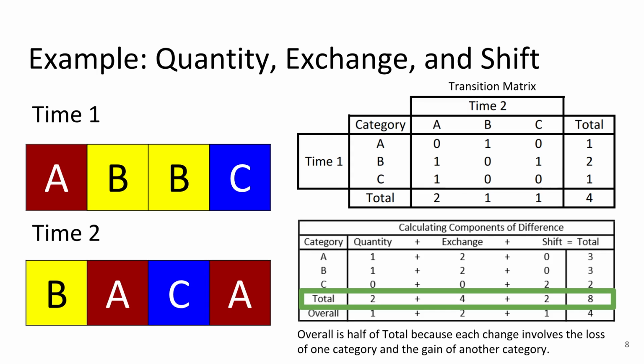This row double counts the overall change because each transition involved a losing category and a gaining category. The overall row at the bottom row of this table is 1/2 the total row because change involves both a gaining and a losing category. A quarter of overall difference is quantity, a half overall is exchange, and a quarter overall is shift.